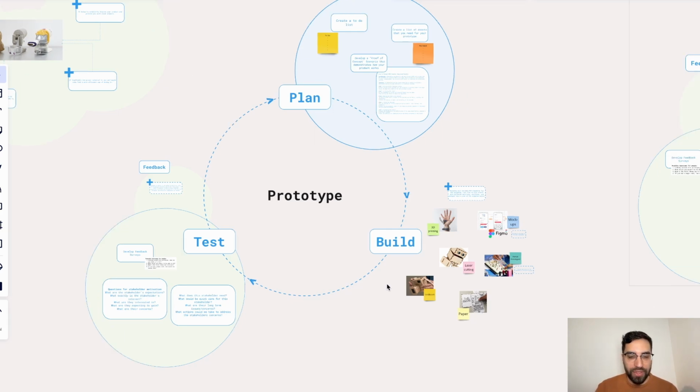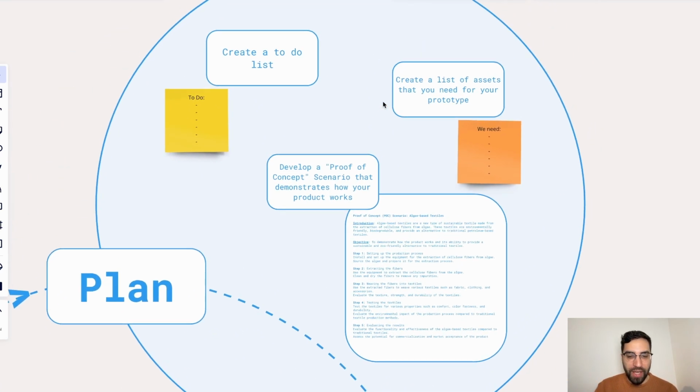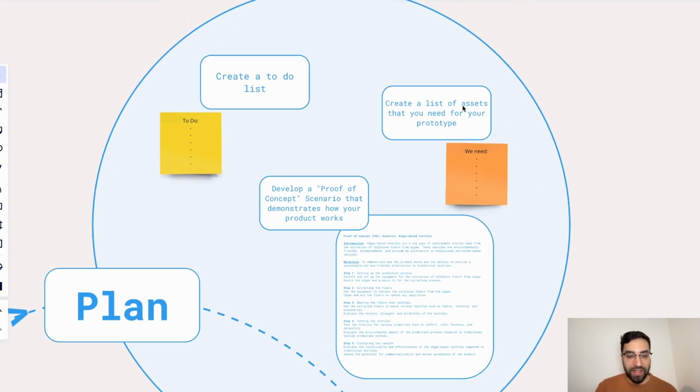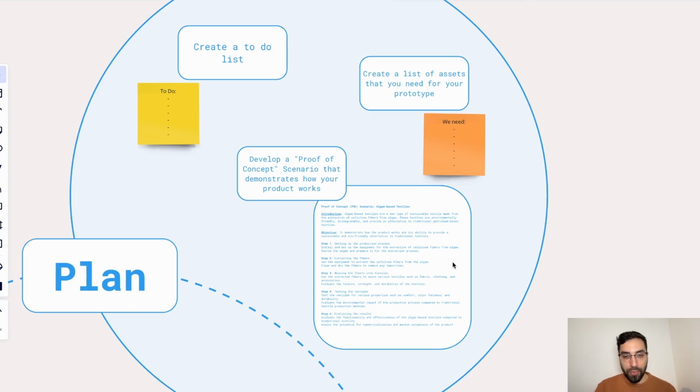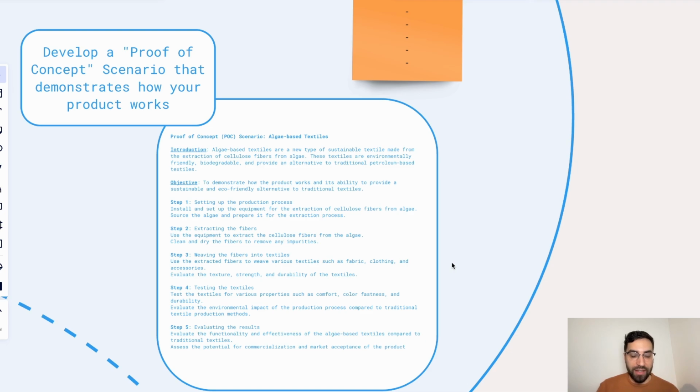So the creation of a prototype goes through 3 different steps. There's a planning phase. This is where you can create a to-do list, for example, where you create a list of assets that you need for your prototype. And you can also develop a proof of concept scenario that demonstrates how your product works. For example, I created a proof of concept scenario for an algae-based textile. I divided it into introduction, what it is, what the objective is, and the steps that are needed to create this product, like grow the algae, extract the fibers, etc.